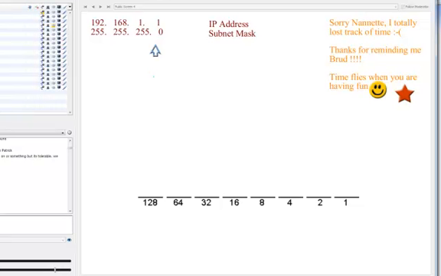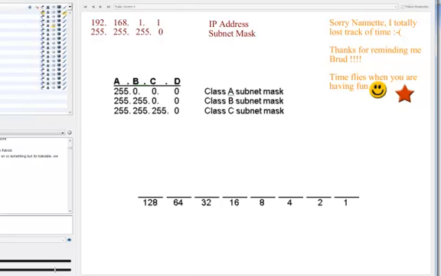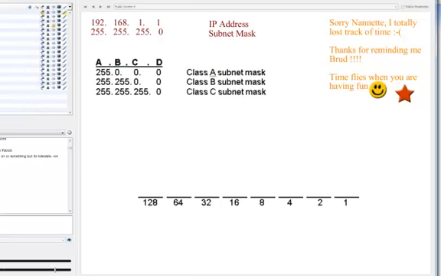Does anybody know what the classes are called? Throw that out in chat. Great, yeah, typically they were A, B, C, D, and E. So for A+, you only need to know about A, B, and C.